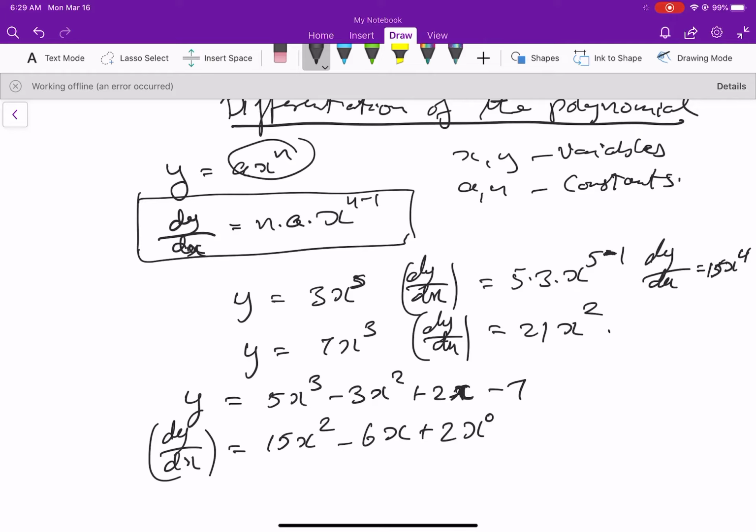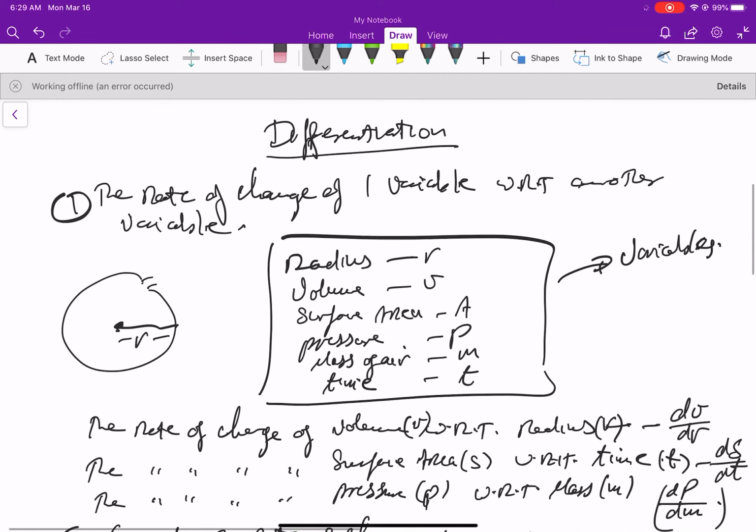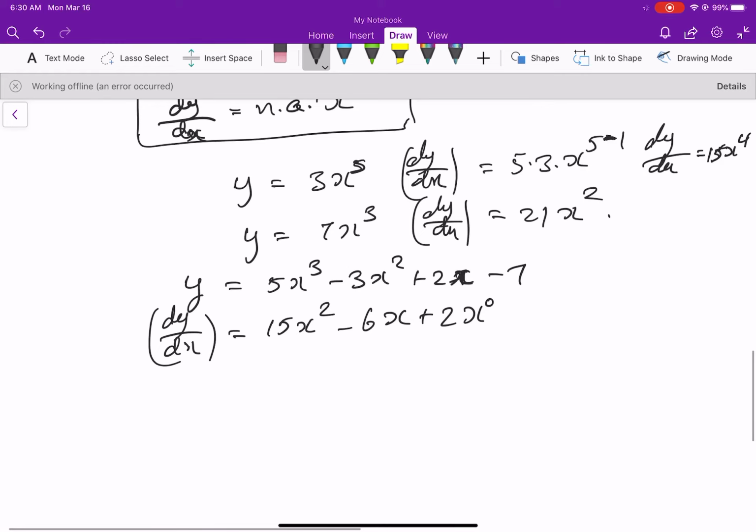A constant doesn't change. A constant remains fixed, has a fixed value. 7 will always be 7, or minus 7 if you want to look at it like that. That value will always be the same. If you keep in mind the first way we thought of differentiation, here it is somewhere up here: differentiation can be thought of as the rate of change of one variable with respect to another variable. So, because differentiation measures rate of change and a constant does not change, a constant has 0 rate of change.